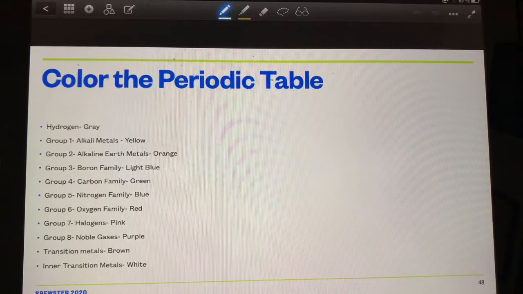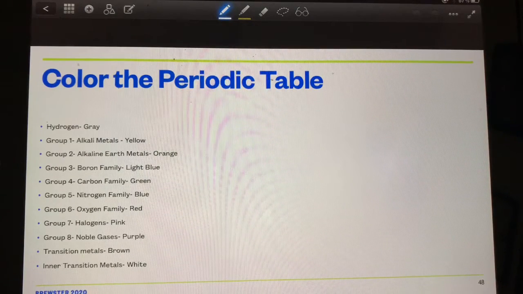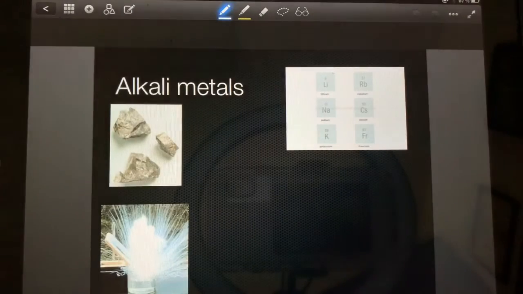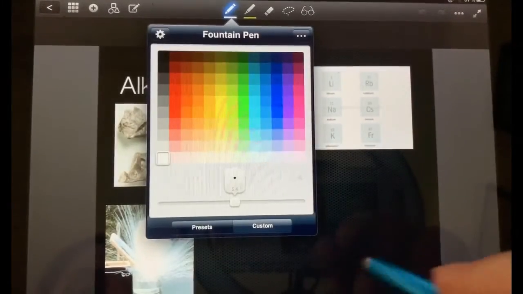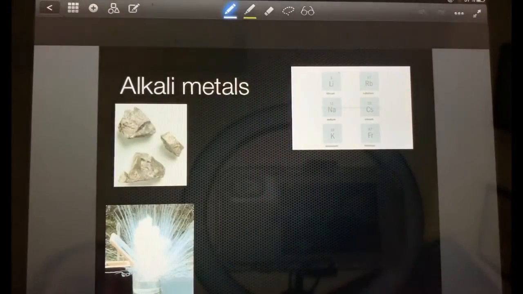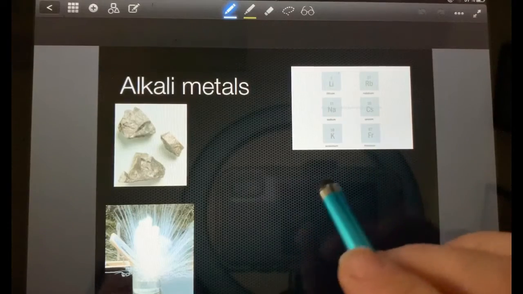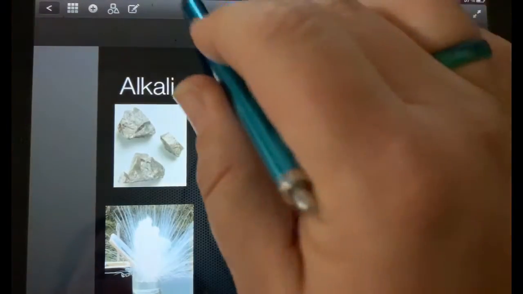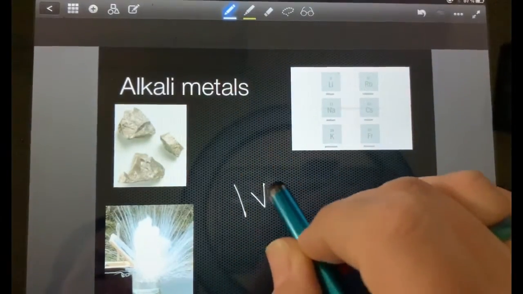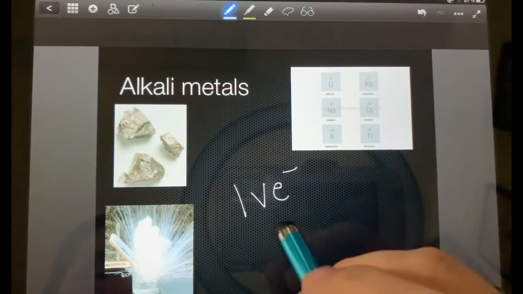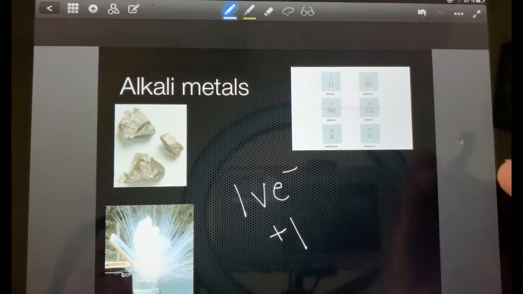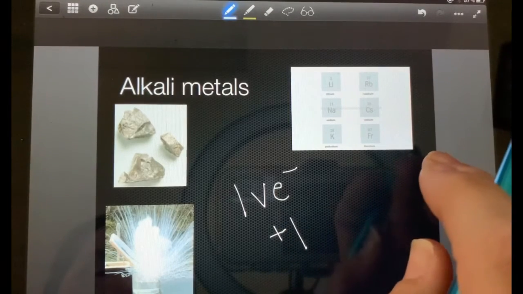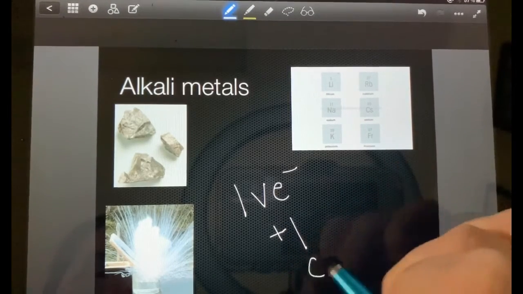So we're going to color up our periodic table with the following colors. Alkali metals. Alkali metals are in group 1. They have one valence electron. And we'll learn about this later. They're going to be at +1 charge. These are called cations.